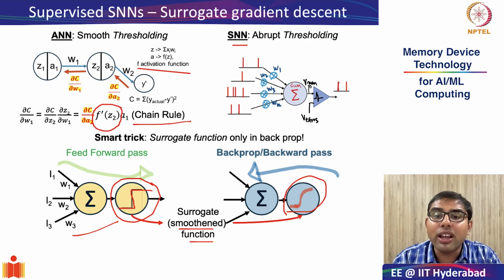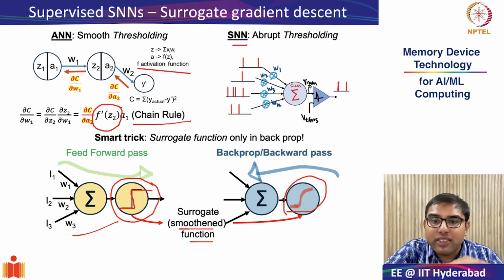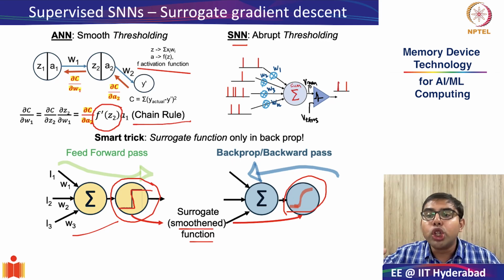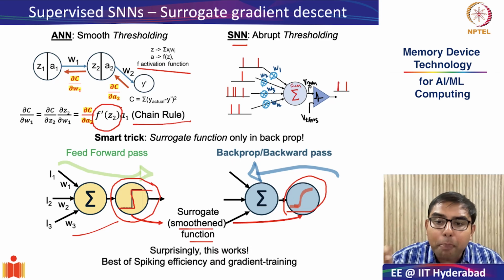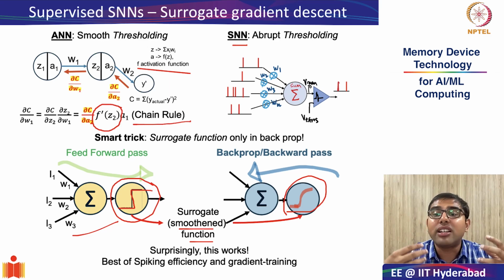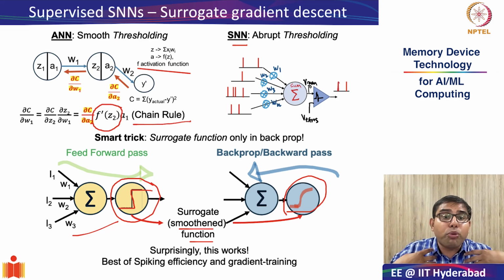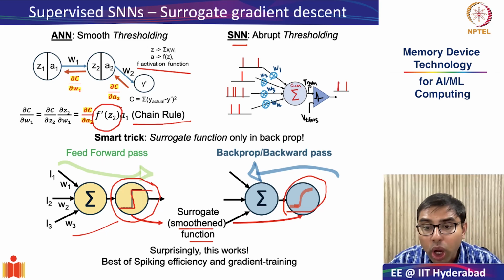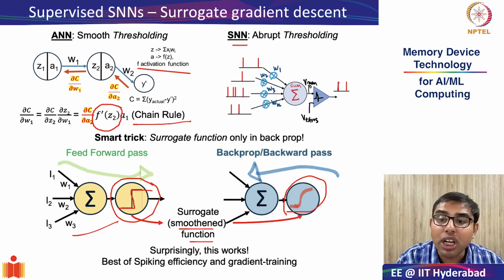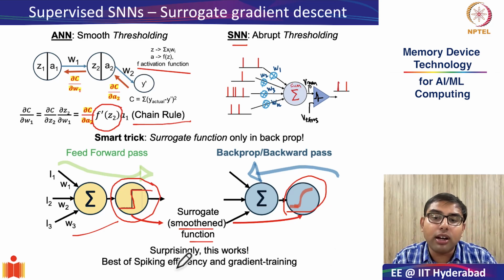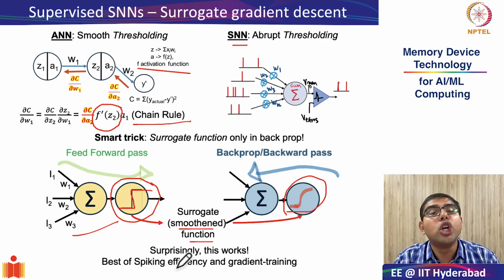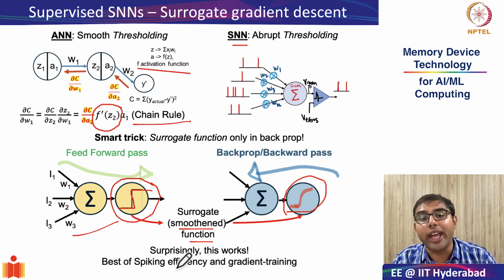And this surrogate function, by the idea that it is a smooth function, allows these gradients to flow backward through layers and through time. This approach gives us the best of both worlds. It preserves the energy efficiency and the event-driven nature of spiking neural networks during the forward pass, but also enables gradient-based optimization like in ANNs in the backpropagation. And this is what has become the standard method for training deep and scalable supervised spiking neural networks today.